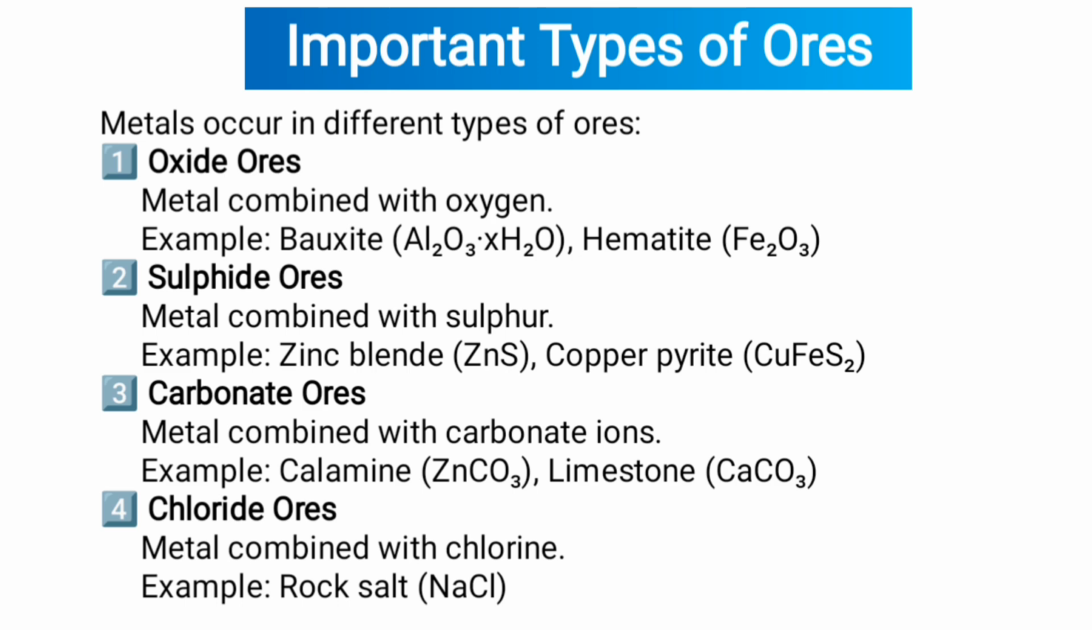Third one, carbonate ores: metal combined with carbonate ions. Example: calamine, ZnCO3, and limestone, CaCO3. Fourth one, chloride ores: metal combined with chlorine. Example: rock salt, NaCl.